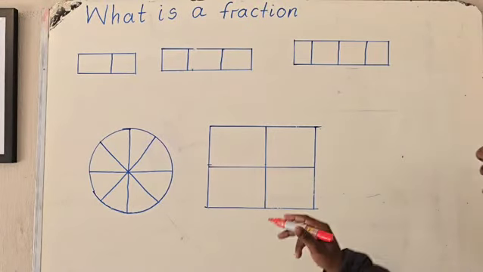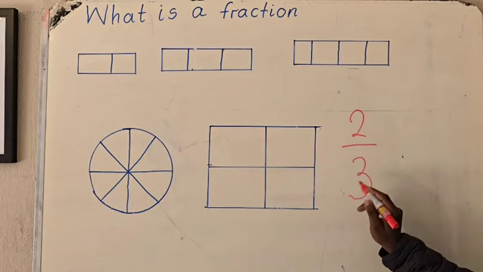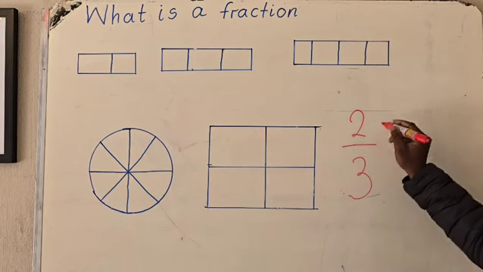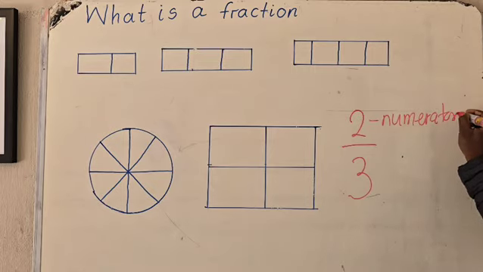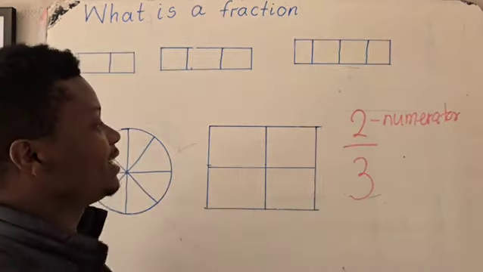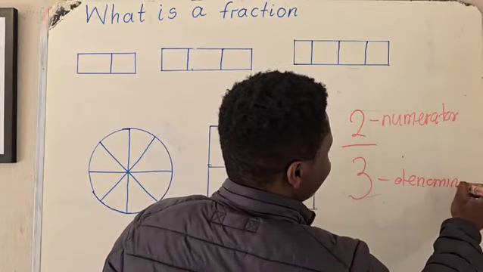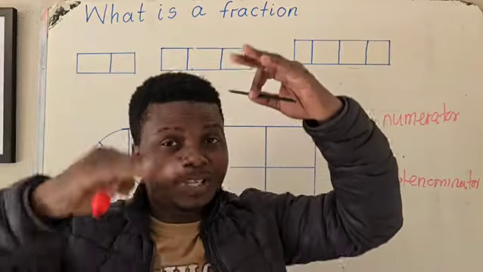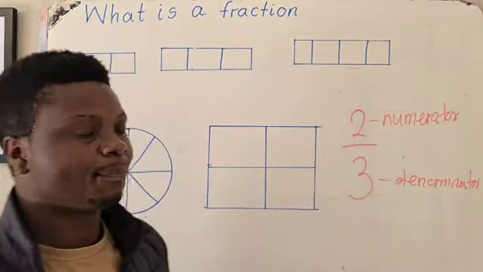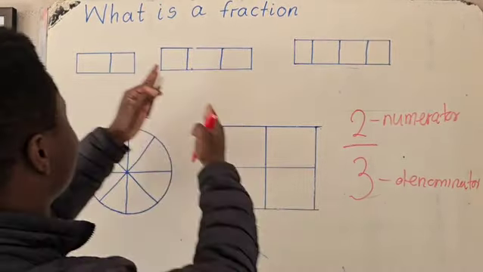So basically, I want us to write 2/3. The number that's on top, we call it the numerator. And the number at the bottom, we call it the denominator. Okay, so the numerator is on top, the denominator, D for down, is at the bottom. And what do these guys really mean? Let's have an example here.